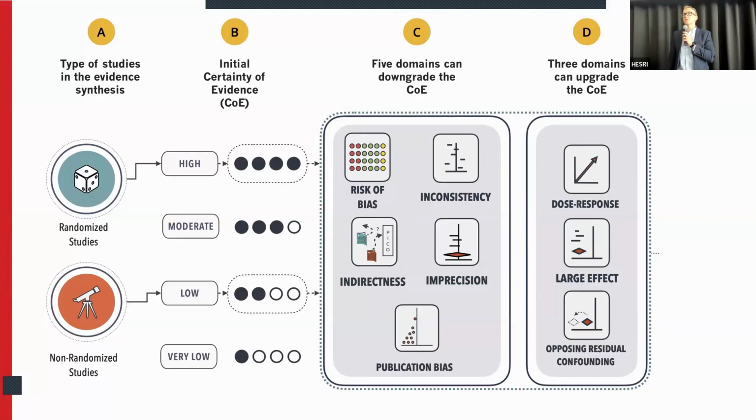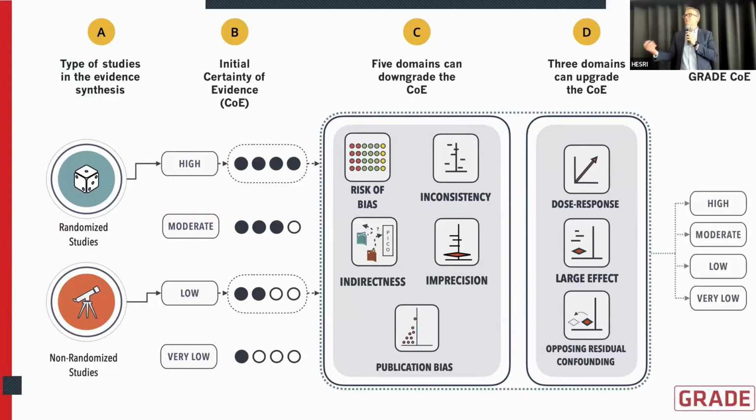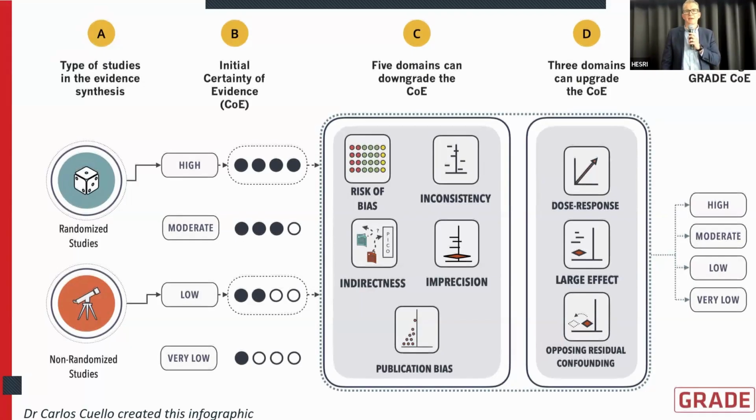A large, consistent, and precise effect is also one of the criteria for increasing our certainty in the evidence, and opposing residual confounding. So these might be confounders which were not included in your analysis, but may be working against an effect. But regardless of that, you may still see an effect, and that may increase your certainty in the evidence. And then you end up with your certainty rating of high, moderate, low, or very low. So just a quick recap there on the GRADE certainty domains.